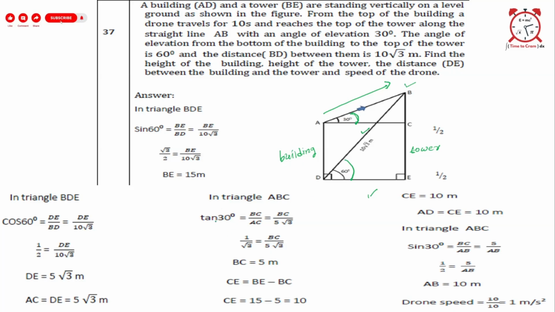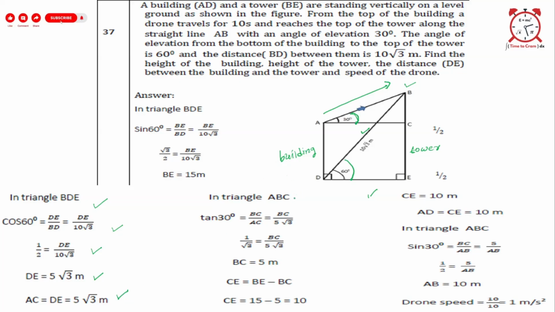So first we will take the triangle BDE. See the figure, in triangle BDE, if we take cos 60, then adjacent upon hypotenuse. Cos 60 value is a half, and putting in the given value, after simplification we will get DE equal to 5 root 3 meters, which is equal to AC. So AC equals DE equals 5 root 3 meters.